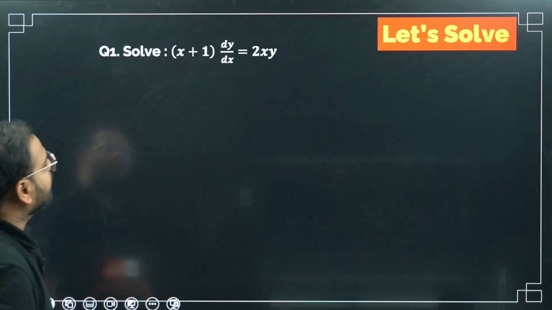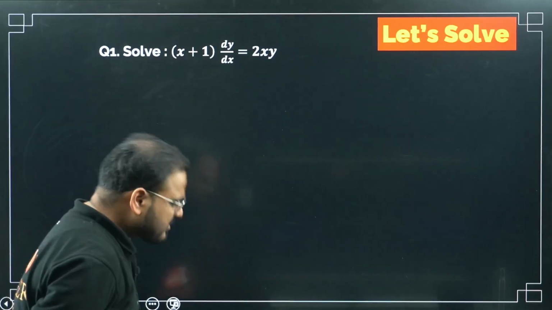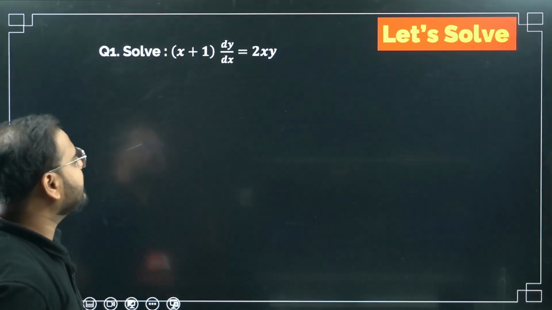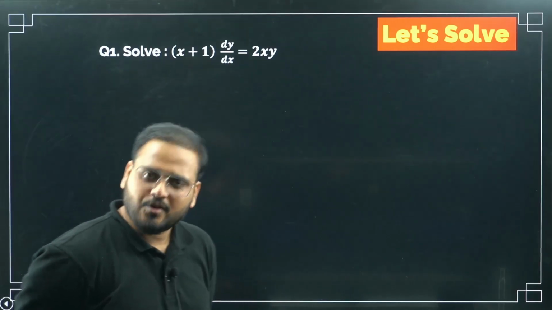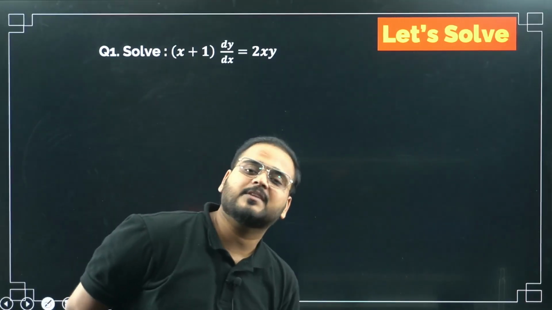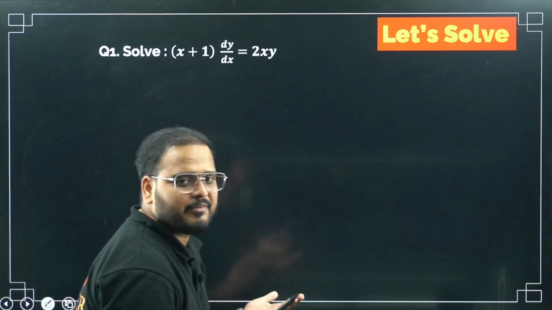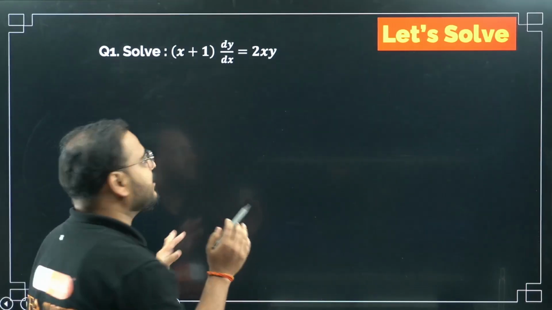Now, first problem. This is not based upon substitution. This is a simple problem. So, what is given? x plus 1 dy by dx. Is it first order, first degree? Of course, sir. First derivative, so first order. Power is 1 of the derivative, so first degree. How can we solve it? Variable separable method will apply. x on one side, y on one side.